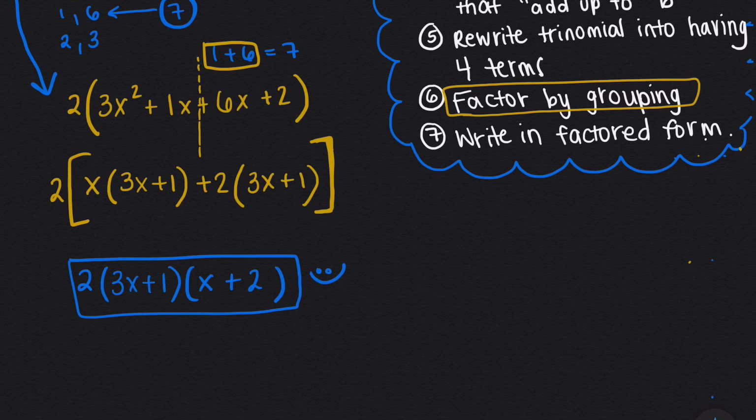Remember, if you want to check your work here, you do so by foiling. So we'll practice that just one more time. 2 on the outside times 3x plus 1 times x plus 2. And here I'll show you a different way which you can work out a problem like this. What you can do is multiply the 2 into one of the parentheses first. Very important here, however, that you only multiply the 2 into one of the parentheses, not both. If you do it to both, in essence, you are multiplying by 4 or multiplying by 2 twice.